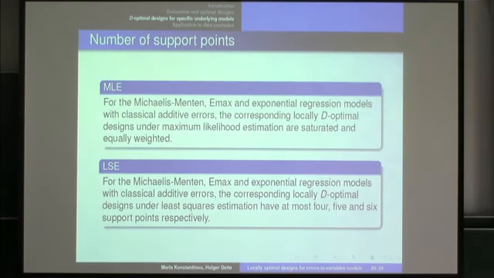So using the general equivalence theorem, we proved that in the case of maximum likelihood estimation, the D-optimal designs are saturated for all three models, and so they are equally weighted. Whereas in the case of least squares estimation, we used the necessary condition to find upper bounds for this number of support points. And this bound is equal to 4 for the Michaelis-Menten model, equal to 5 for the Emax model, and for the 3-parameter exponential regression model, the design can have up to 6 support points.